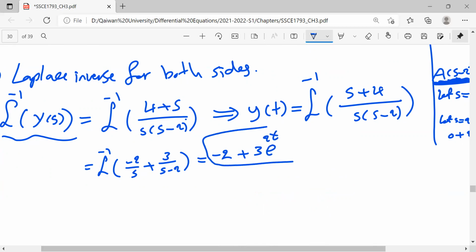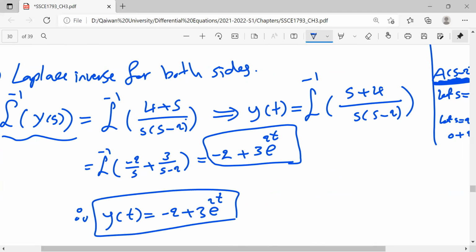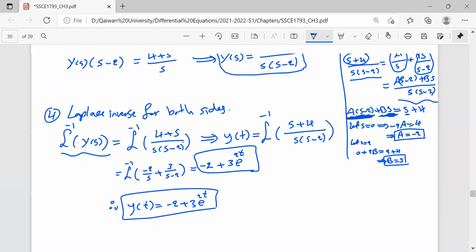So this is the solution for the differential equation. Thus, y of t equals minus 2 plus 3 e to the power 2t. This is the solution for the initial value problem.